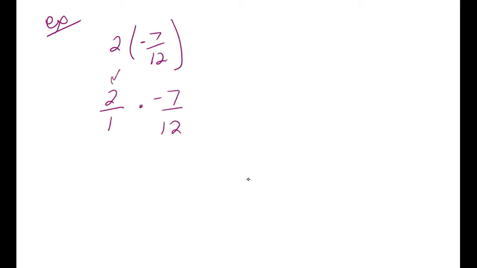And now I can check my cross products. So again, I see 2 and 12. They both have a divisor of 2. So 2 divided by 2 is 1. 12 divided by 2 is 6. And now I'm ready to multiply. So now I multiply across here. 1 times -7 is -7. 1 times 6 is 6.